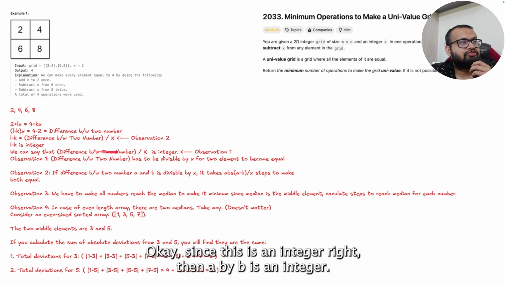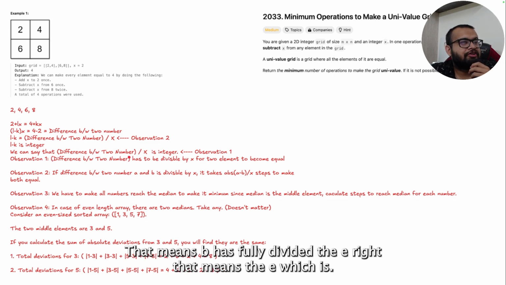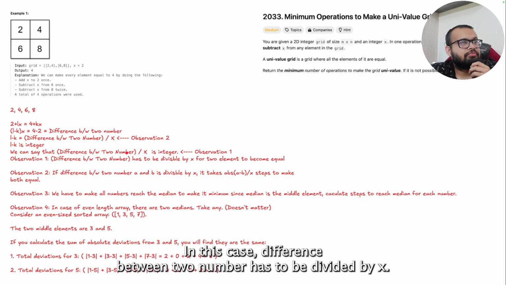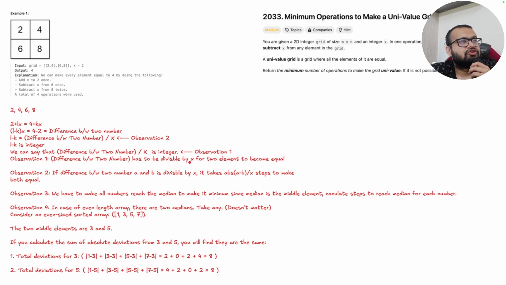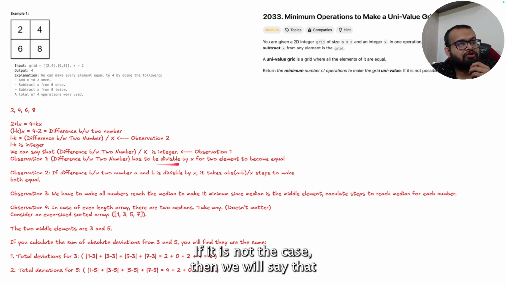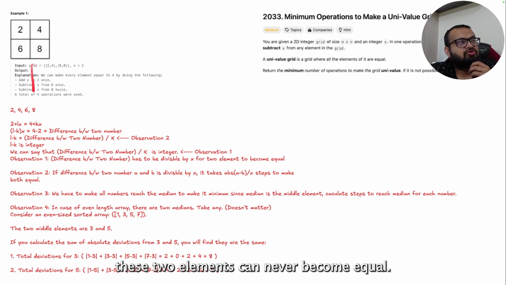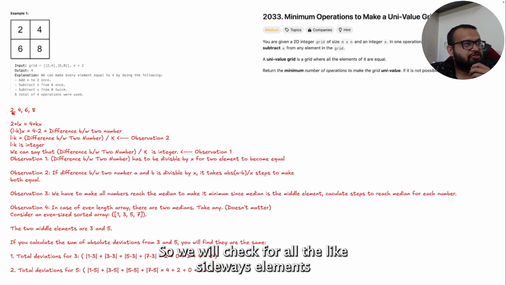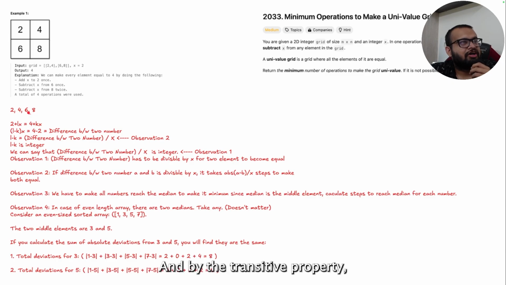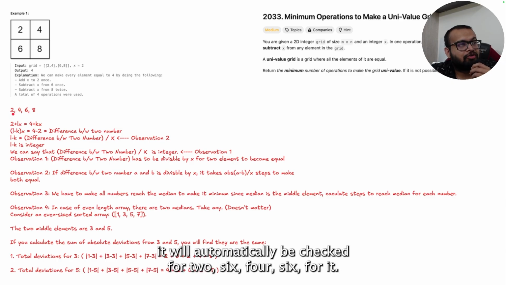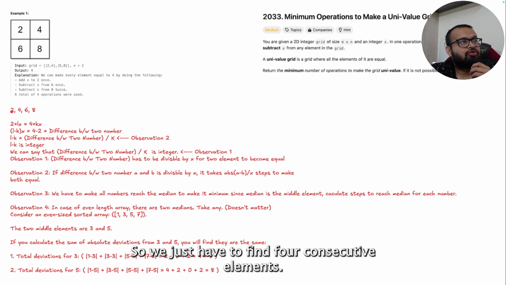Since this is an integer, when a by b is an integer, that means b fully divides a. That means a, which in this case is the difference between two numbers, has to be divisible by x. So this has to be the case. If it is not the case, then these two elements can never become equal. 2 and 4 can never become equal. So we will check for all the adjacent elements like 2 and 4, 4 and 6, 6 and 8, and by the transitive property, it will automatically be checked for 2 and 6 or 6 and 8. So we just have to check consecutive elements.